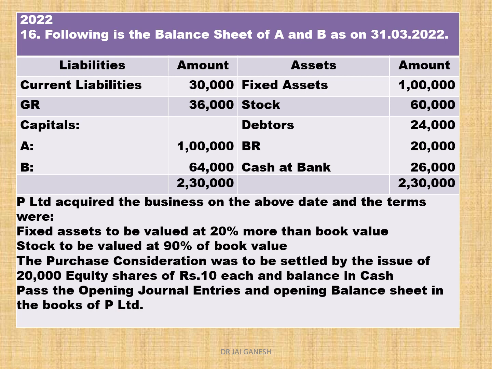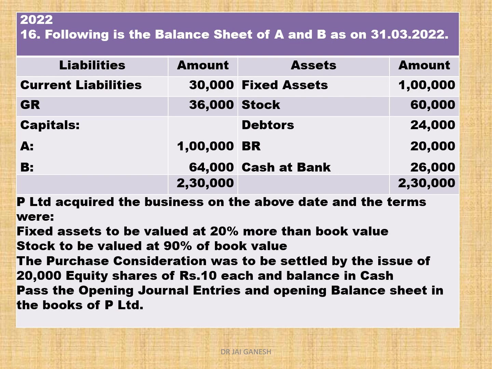So P Limited has taken over the entire business. Acquired means purchased the business. So since business is purchased, it means all 5 assets are taken over and 1 liability is taken over. What are the 5 assets taken over? Fixed asset taken over, stock taken over, debtor taken over, BR taken over, bank taken over. So 5 assets are taken over and 1 liability taken over.